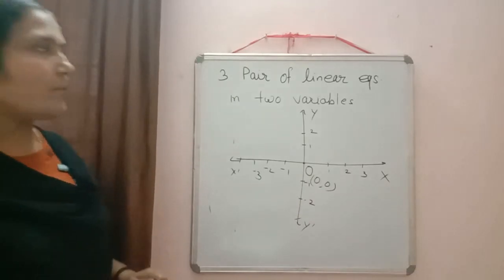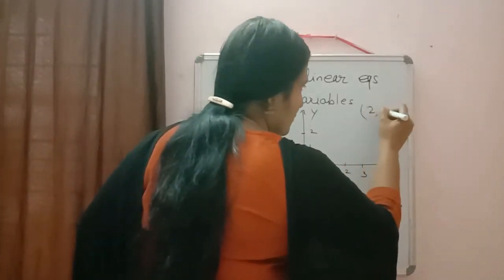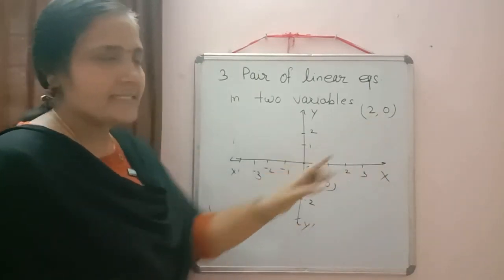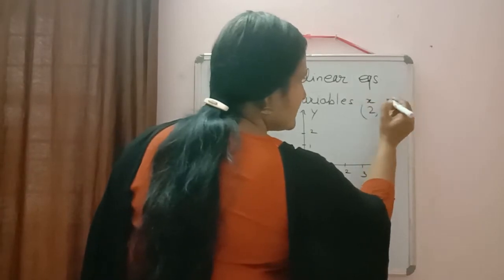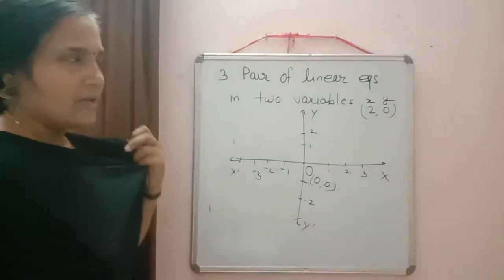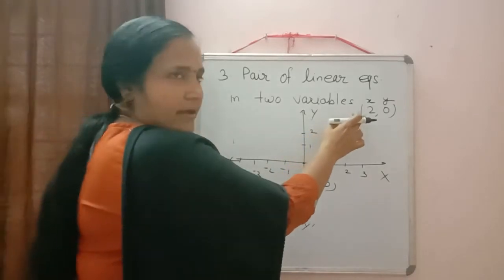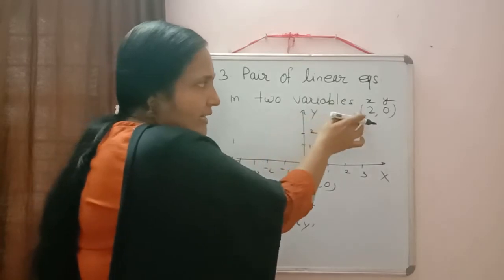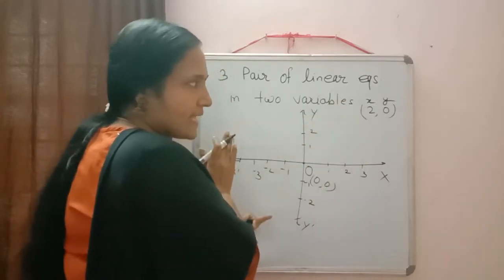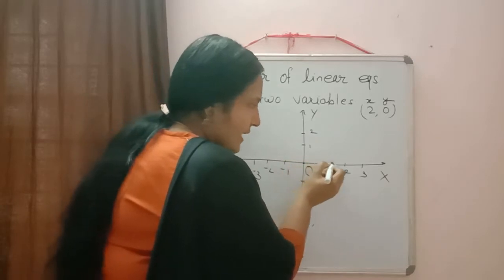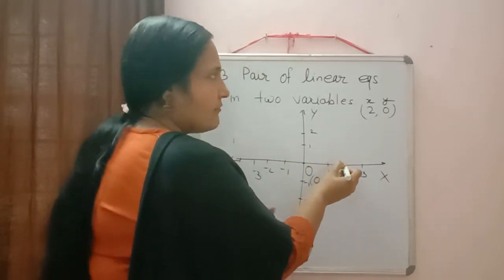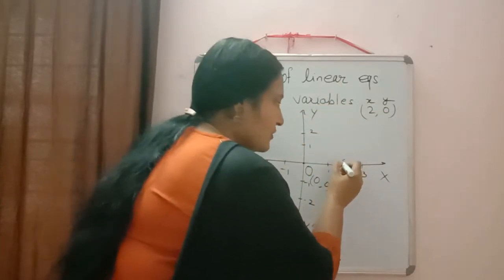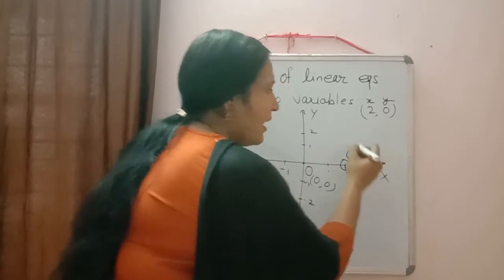Now suppose I have to plot the point (2, 0). How will we do it? As we know, whenever a point is written, the x coordinate is written first and the y coordinate is written second. At present our position is here, and now I moved 2 units towards x-axis. So I will be here. And along y-axis I haven't moved. So this will be the point (2, 0).